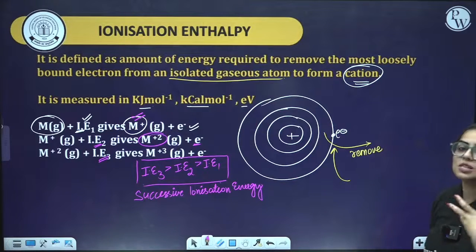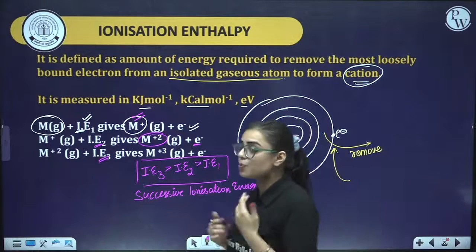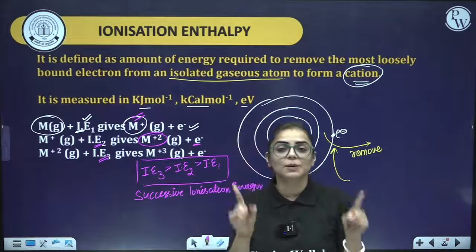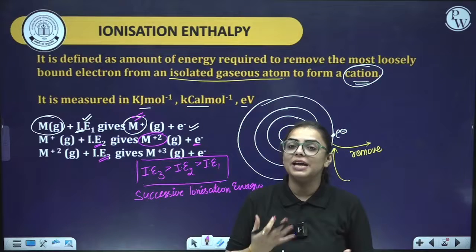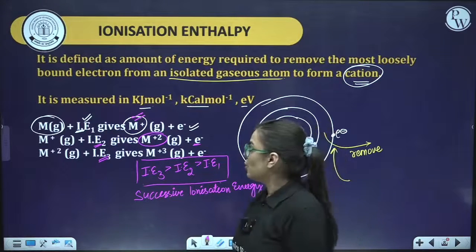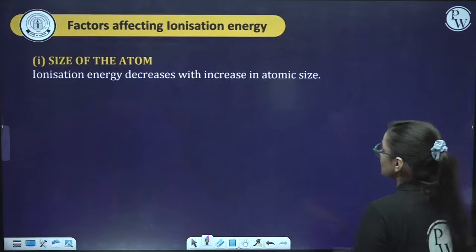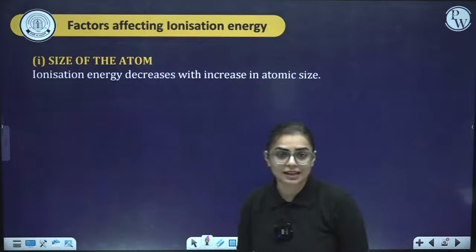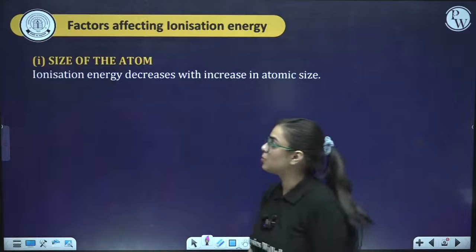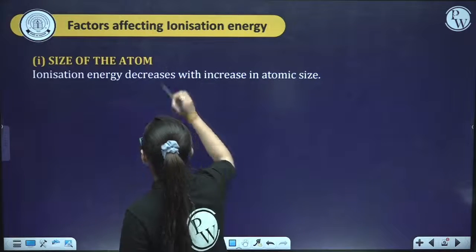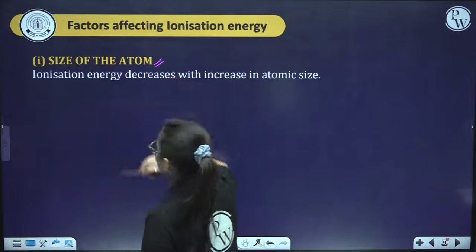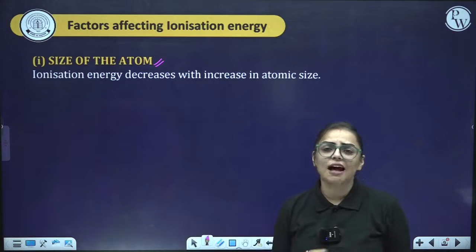See, whenever I am explaining something, it's your responsibility to write in your own language in brackets in your notes. Then only it will be helpful for you, students. Clear? Okay. Let us now, students, move on to the factors that affect the ionization energy. The very first factor is the size of atom. How does the size of atom affect the ionization energy?